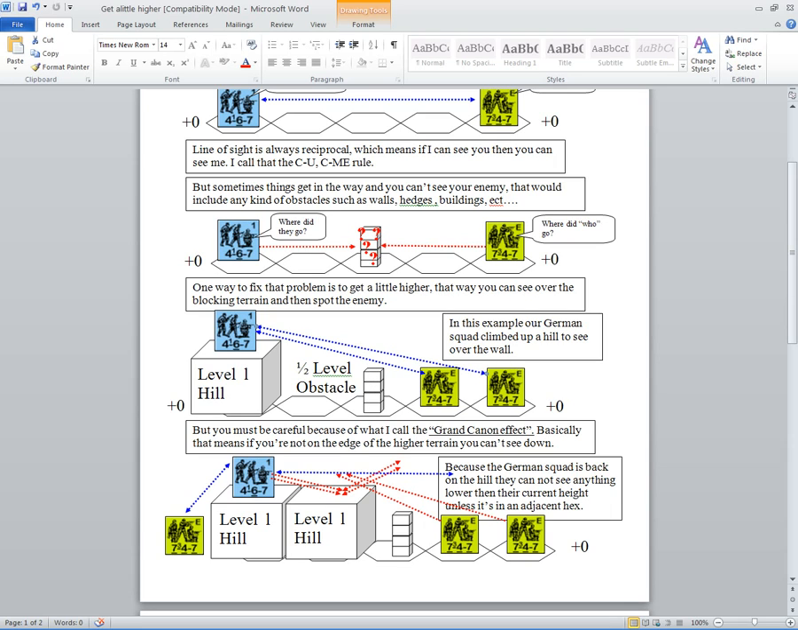In our example, the German squad climbed up the hill to see over the wall. If this is a hedge, it'd be the exact same thing. And you can see that half-level obstacle has no bearing on whether or not he can see a unit that is 3 hexes away or the unit that's 4 hexes away. If he was not at a level 1 hex, just like this, and there was no one that was adjacent to the wall, either a target or the firer, then neither one can see each other.